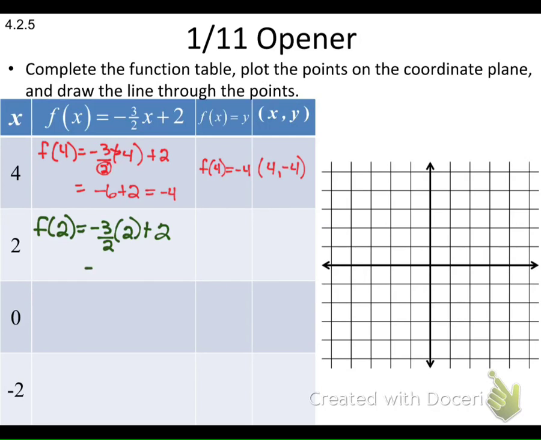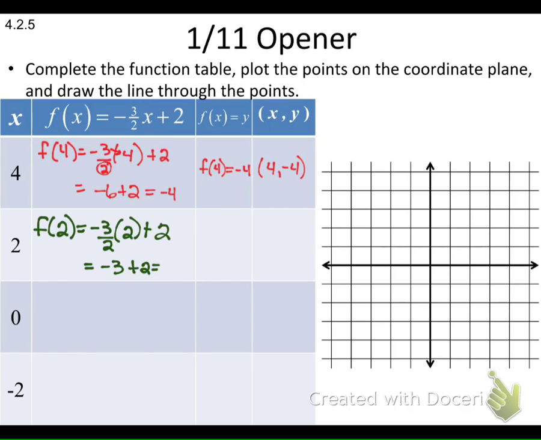So in your calculator, you're going to type -3/2 times 2. What do you get when you do that? So negative. You got what? I got -3 as well. Then I bring down my +2. So -3 plus 2.